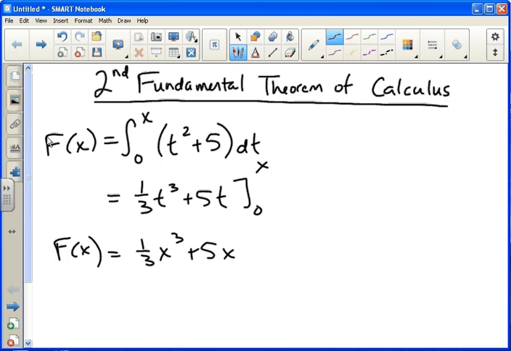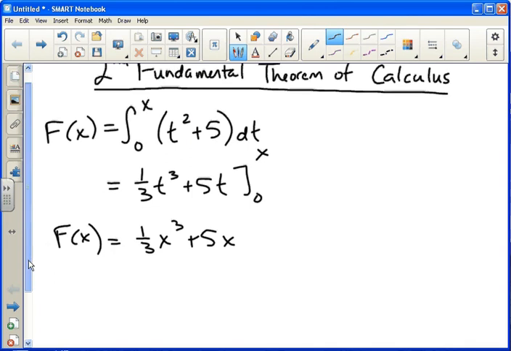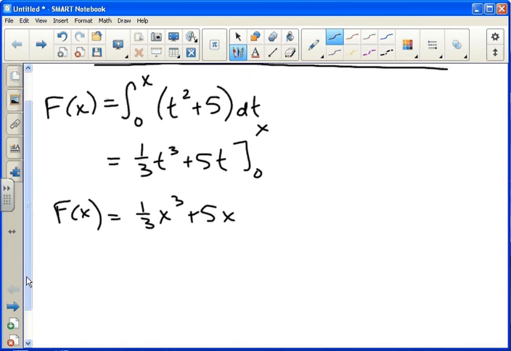But let's say now that we have this function, they asked for f prime. I mean, we're in calculus. Why wouldn't they ask for the derivative, right? Okay, so we take the derivative of our function. 3 times 1/3, we get x squared plus 5.